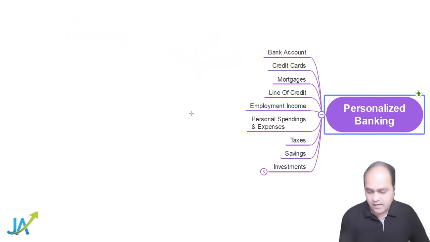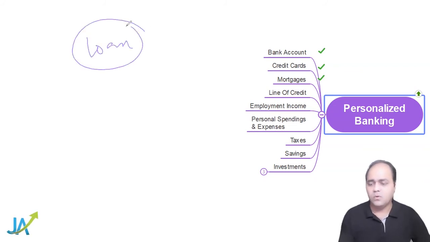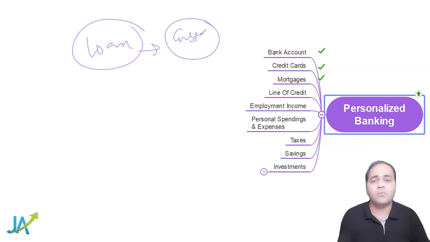Okay, and let's talk about now what we have covered until now. One is the bank account, and then we have discussed credit cards. Let's talk about mortgages. Okay, so mortgage is also another kind of personalized banking, which basically offers some kind of loan, okay, a loan to a customer, in exchange for the security of the property, right?